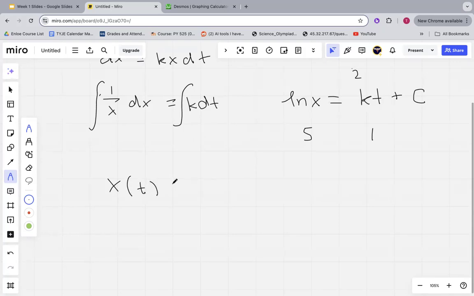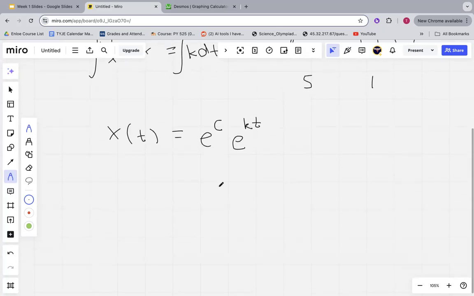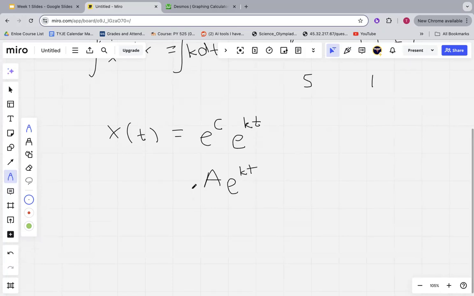And then e to the power of this, I'm going to separate out the plus. So we're going to say e to the c times e to the kt. And since c can be any number, e to the c can be any positive number. So I'm just going to call that a, e to the kt. So boom, we solved our differential equation.